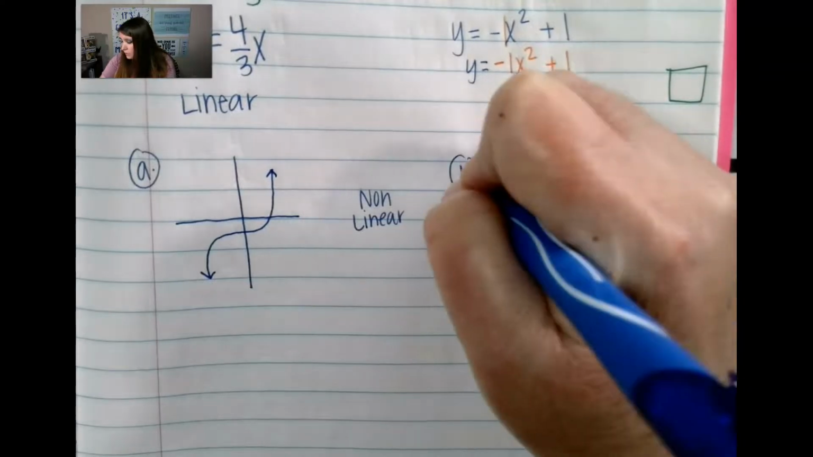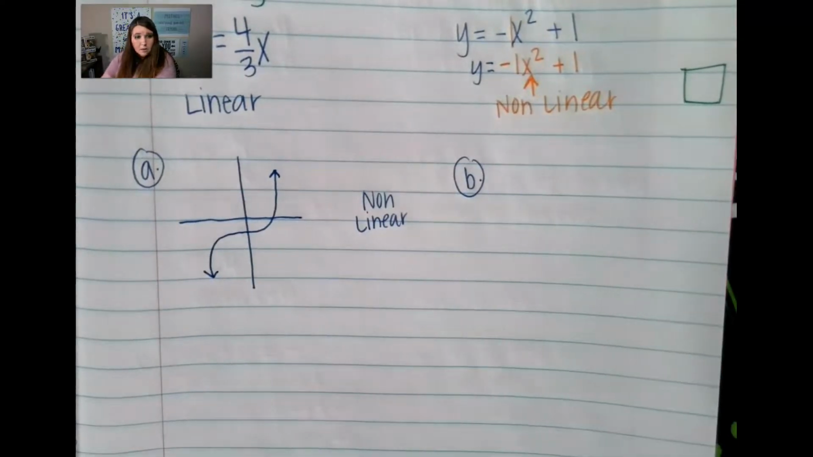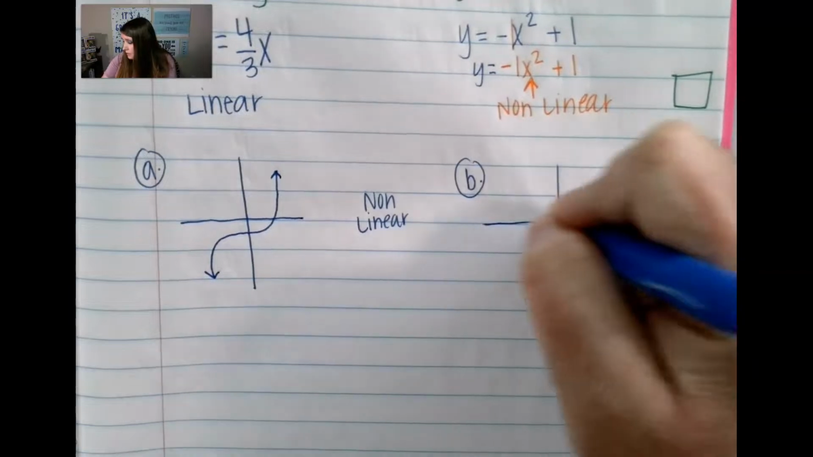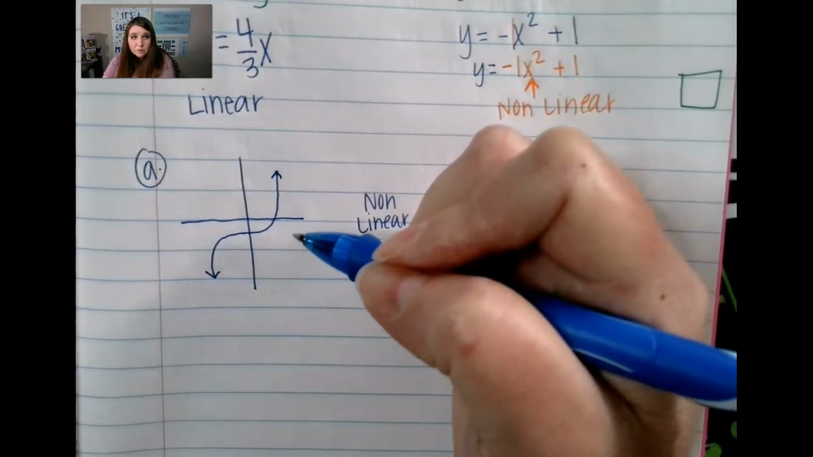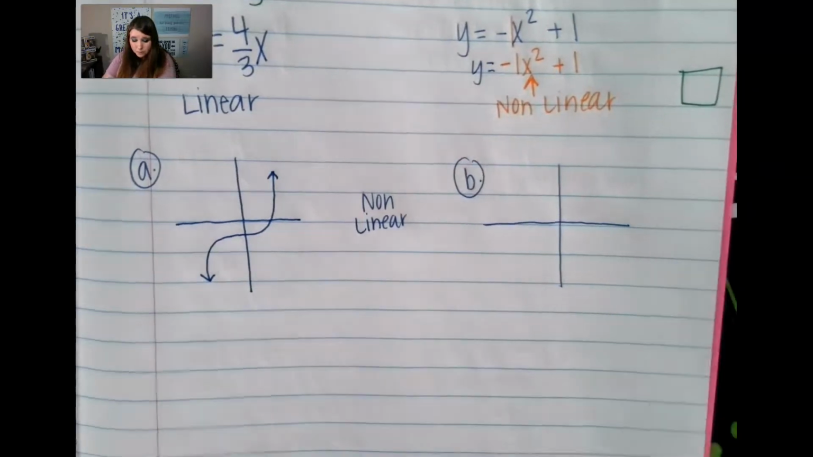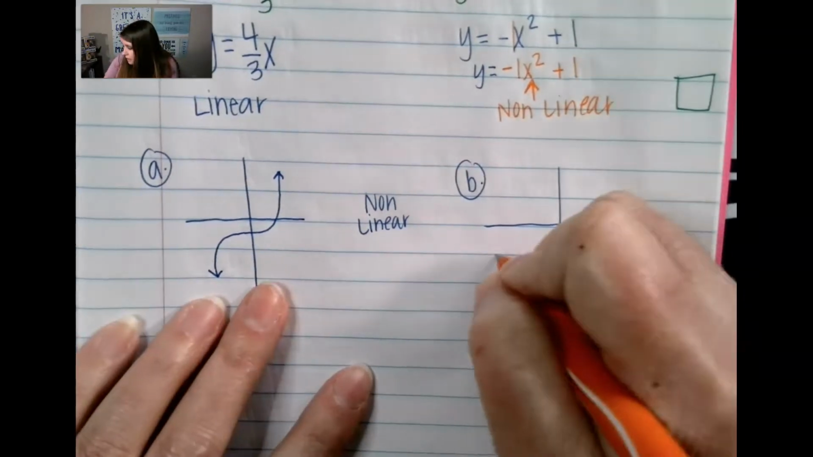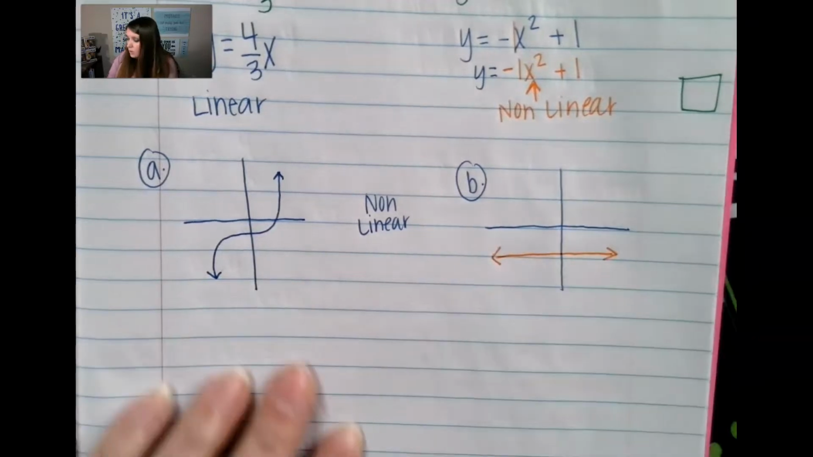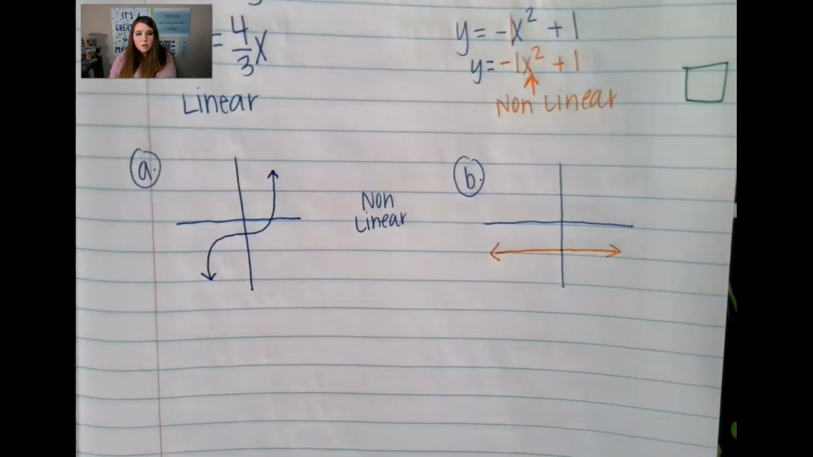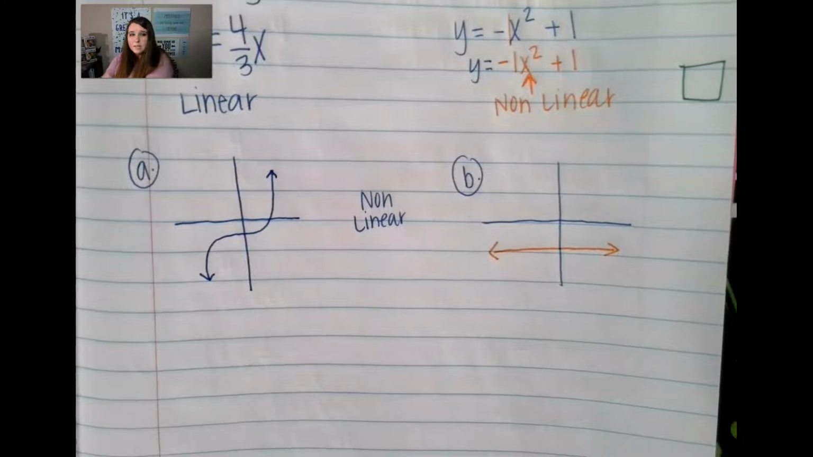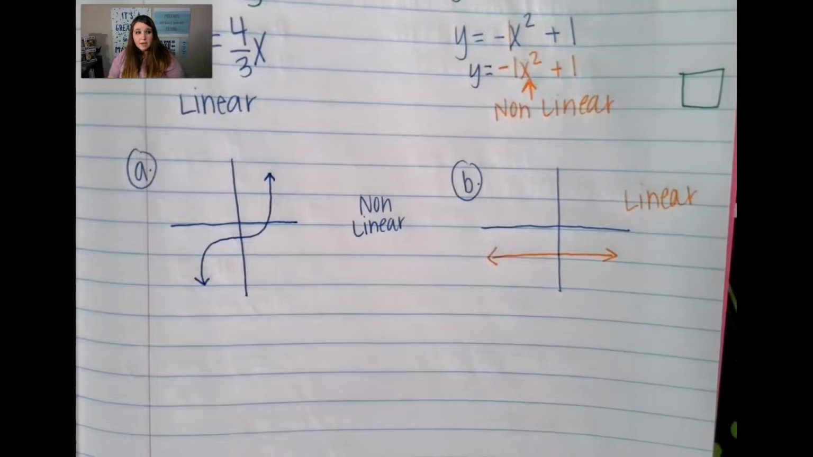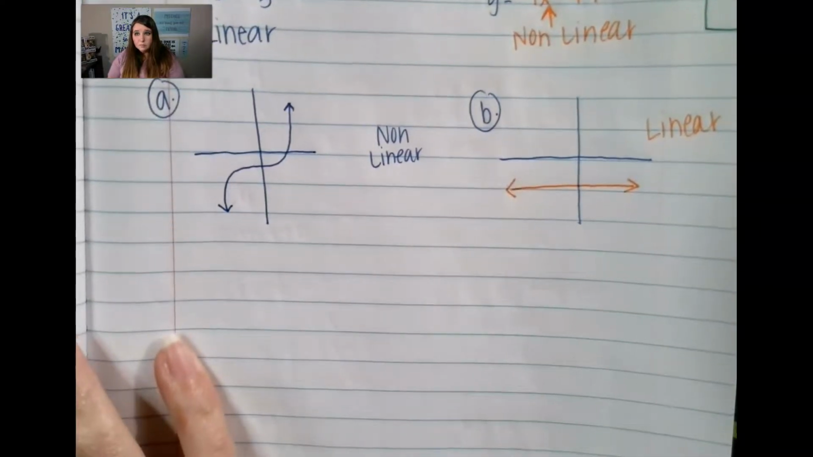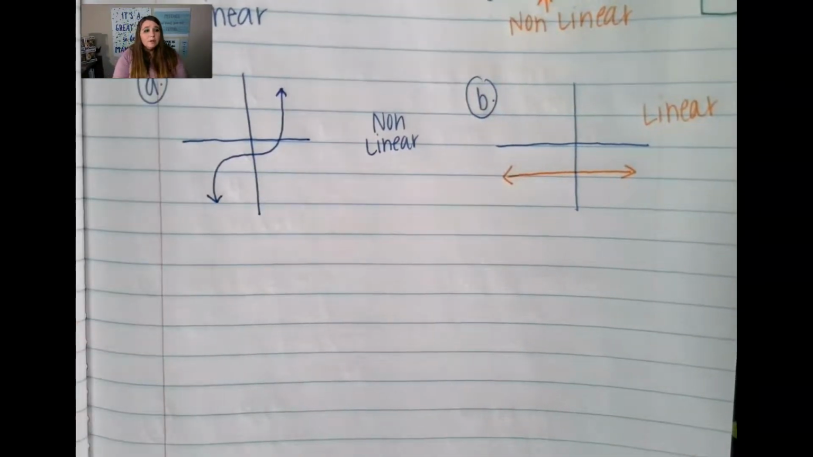Okay, example B. Example B looks like this. Remember, we also want a straight line that doesn't reuse any of the x values. That's super important for us to remember. On this one, we have a graph, and the line goes this way. Is this one linear or non-linear? Well, this function is linear because it forms a straight line. So here you have two examples of linear and non-linear lines.